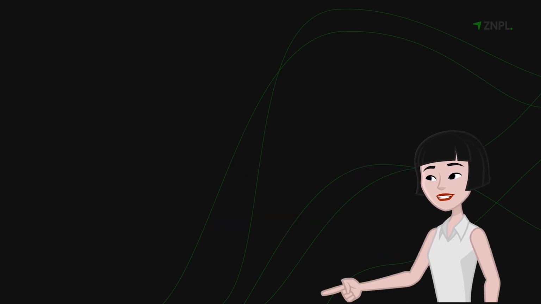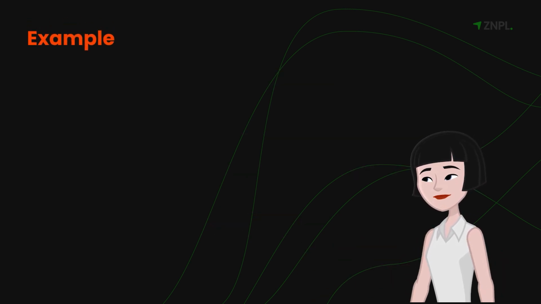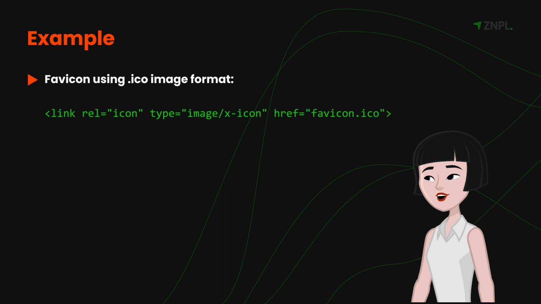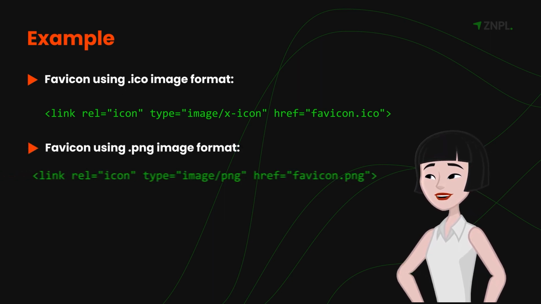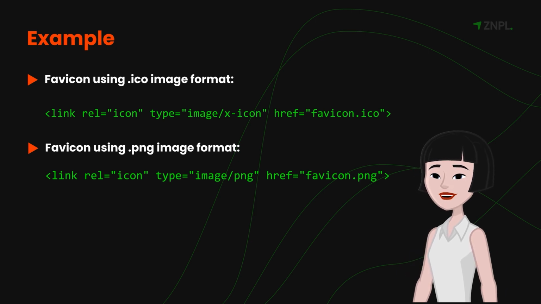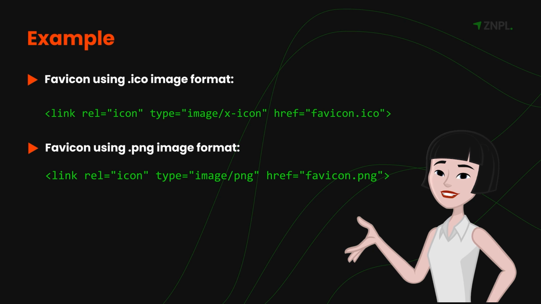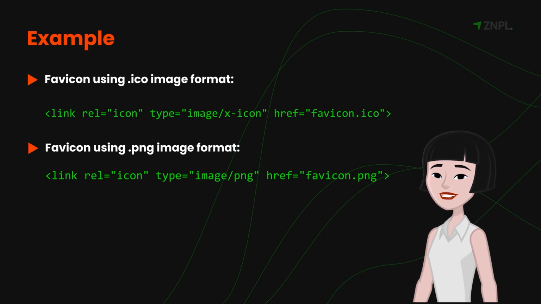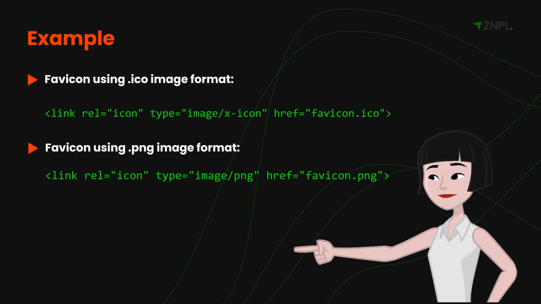Example: in this example, the link element specifies that the linked resource is a favicon with the MIME type of image/x-icon and with the URL of favicon.ico. This assumes that there is a file named favicon.ico in the root directory of your web server. If your favicon is in a different format, for example .png, you can specify the correct MIME type in the type attribute, like in the second example.